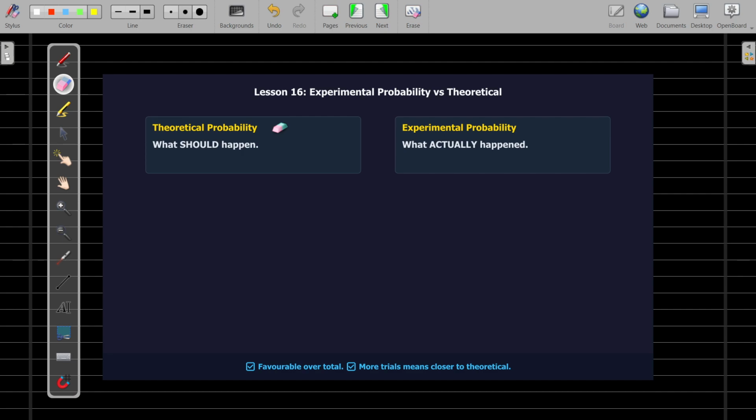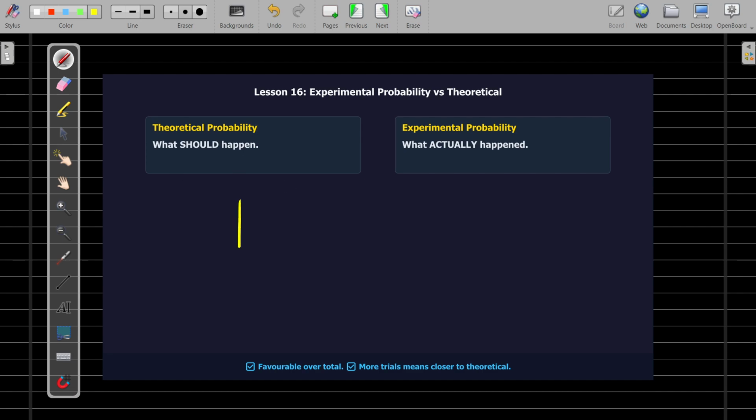So theoretical probability means what should happen right here. This is the perfect mathematical world. It is what should happen based on the formula, favorable outcomes over total outcomes. Whereas experimental probability is also called relative frequency. I'm not going to write that all out, sorry. It is the messy real world. It's what actually happened when you ran an experiment.